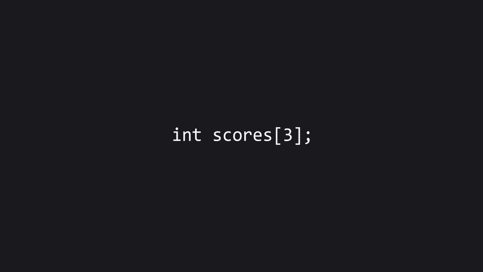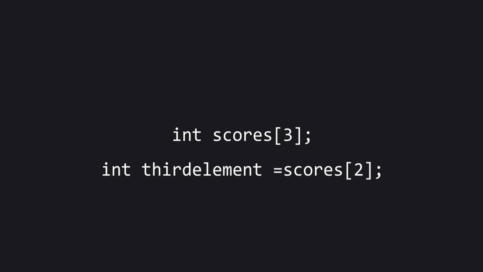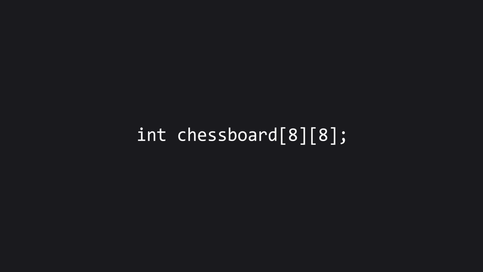An array is a collection of values stored in consecutive memory locations. You can declare an array like this: int scores[3]. To access elements inside an array, we use an index. Remember, indexing starts at 0, so scores[2] gives us the third element. We can also create 2D arrays, which are useful for grids, games like chess, or more complex data structures.